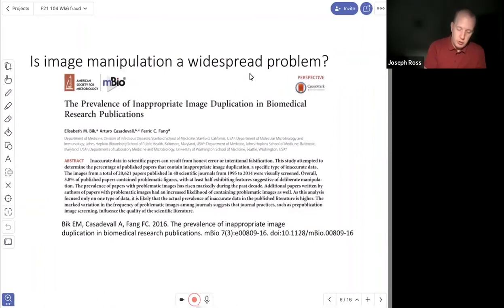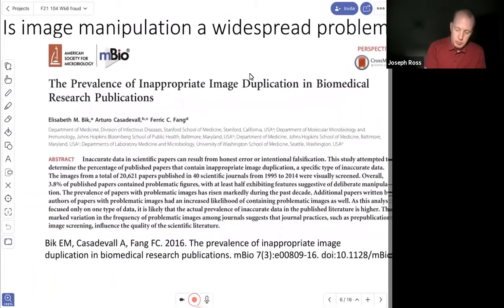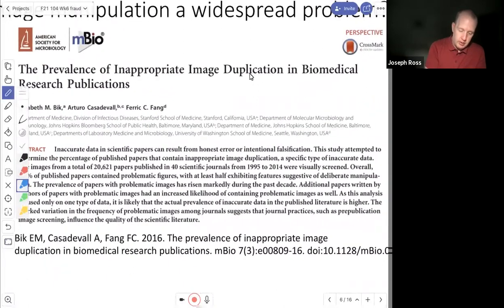And just to underscore the fact that this is a widespread problem, let's take a look at the abstract from this paper that she and co-authors published, where they looked at data in 20,621 papers from 40 different scientific journals, et cetera. And they found that 3.8%, almost 4% of those papers contained problematic figures. Doesn't mean that something was done wrong, but that something was done questionably.